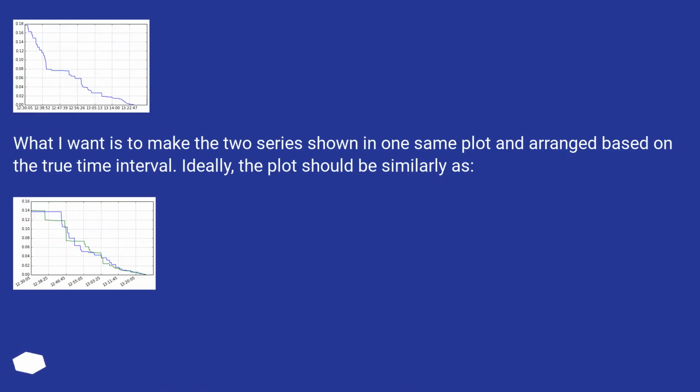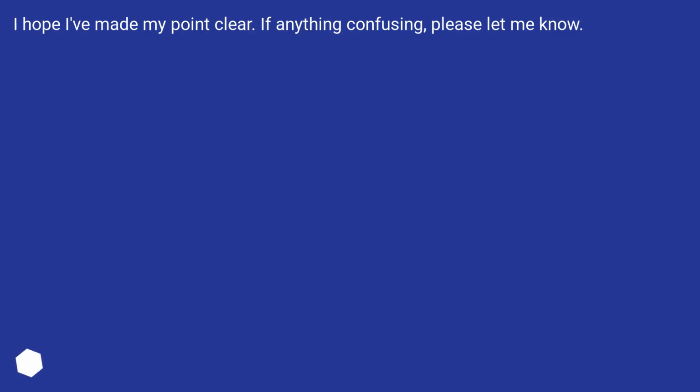What I want is to make the two series shown in one same plot and arranged based on the true time interval. Ideally, the plot should be similar to this. I hope I've made my point clear. If anything is confusing, please let me know.